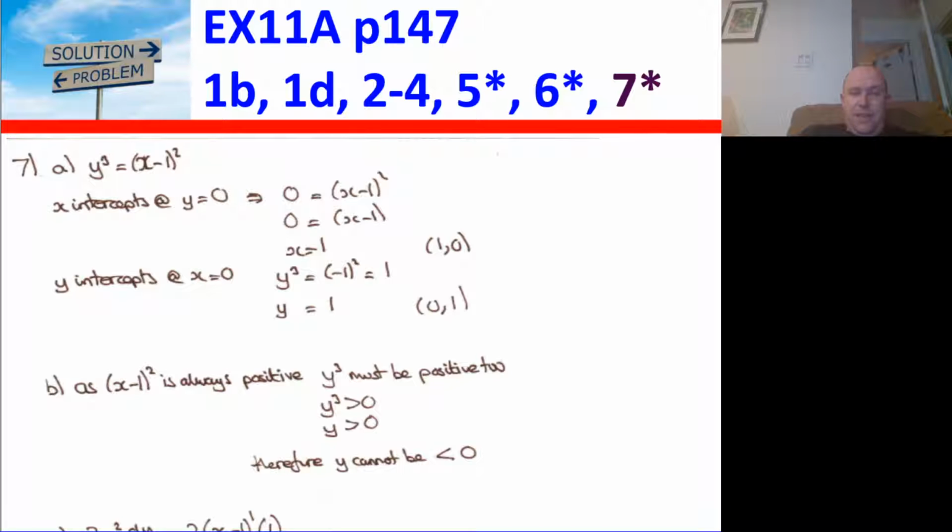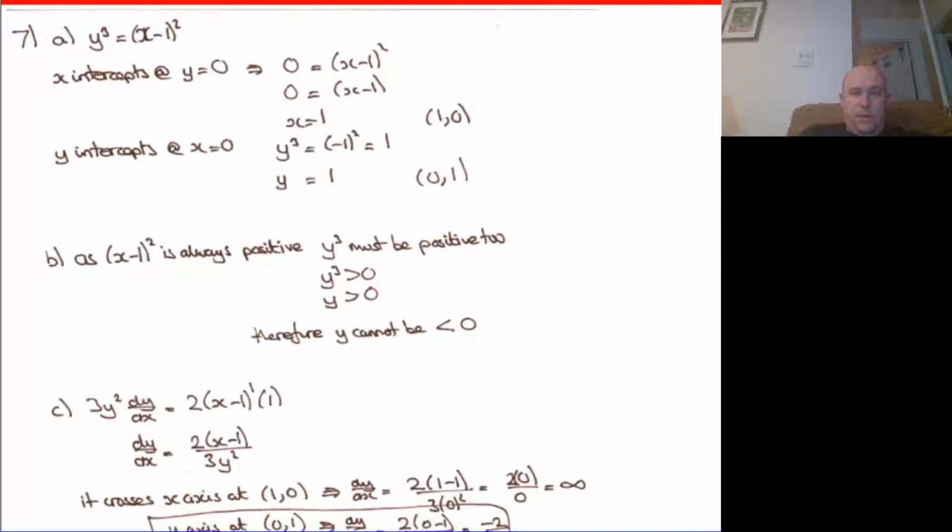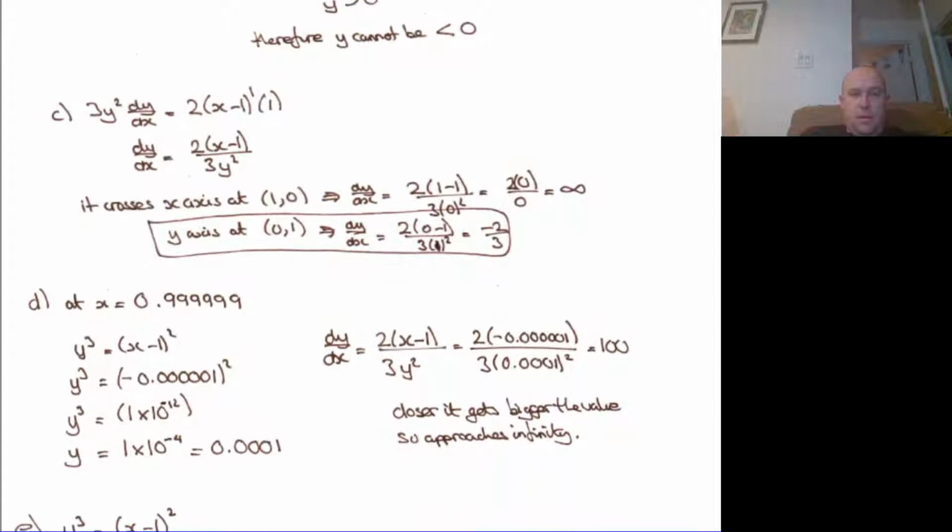Question 7 is particularly difficult, so I'm just going to scroll through some of the answers so you can take a look. There we can see A and B. Obviously pause the video if need be. There's C.